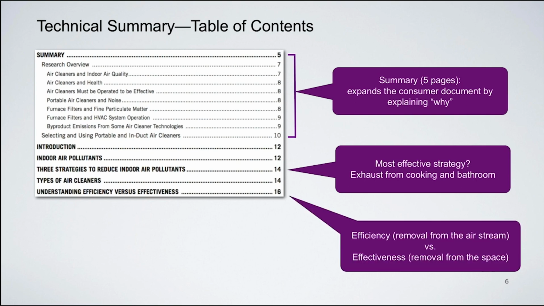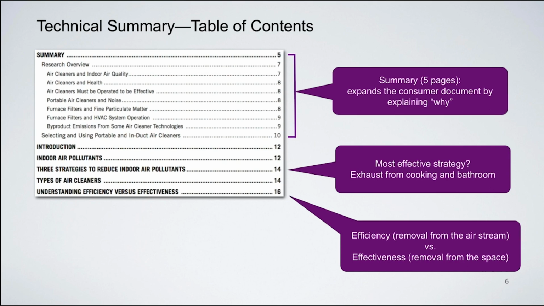And then another discussion in the technical summary that speaks in more detail than it does in the consumer document is this, which is that there's a difference between air cleaner efficiency compared to air cleaner effectiveness. Efficiency is a metric that talks about how many particles are coming out of the airstream. And effectiveness talks about the removal from the space. The difference is this, is that if air is not moving through the device, then it might be an extremely efficient device, but it will not be effective because it's not taking particles out of the space.